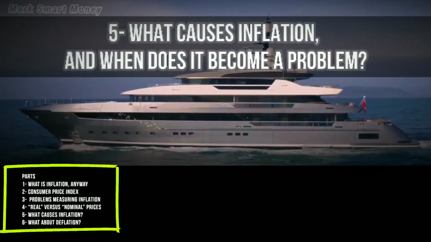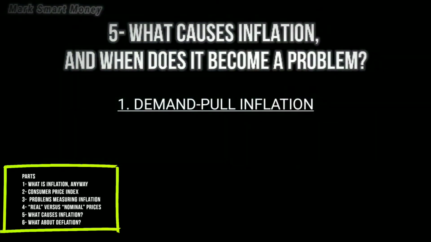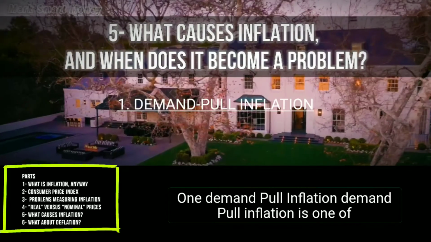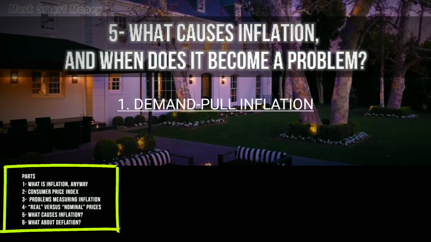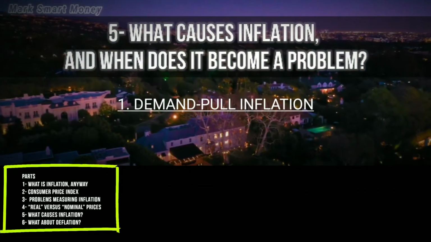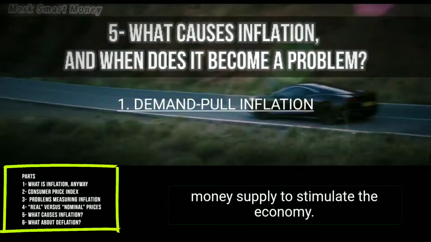What causes inflation, and when does it become a problem? 1. Demand pull inflation. Demand pull inflation is one of the most common causes of inflation. This occurs when a government or central bank increases the money supply to stimulate the economy.